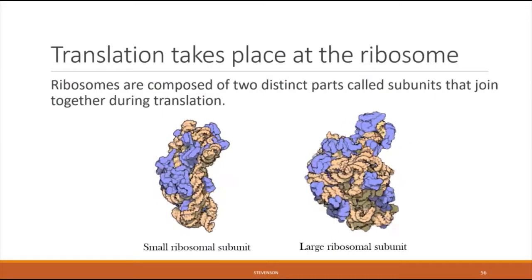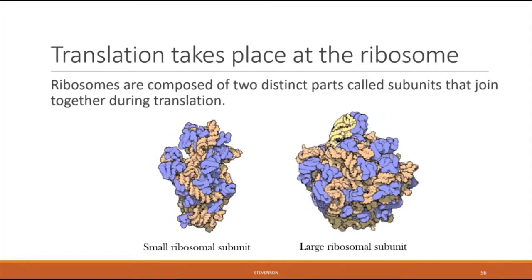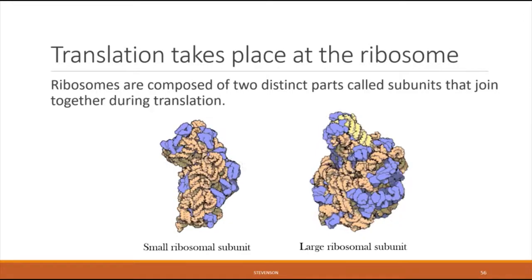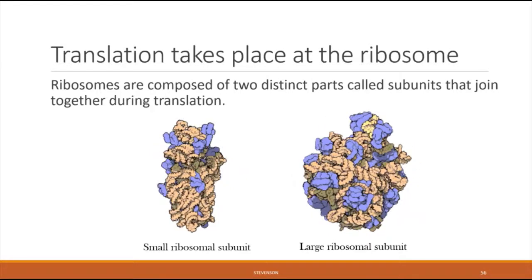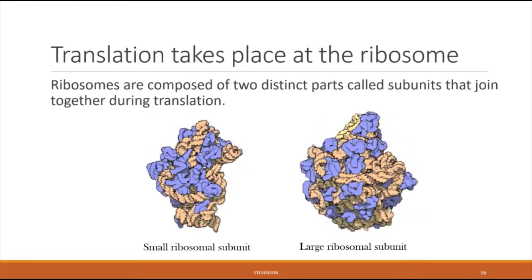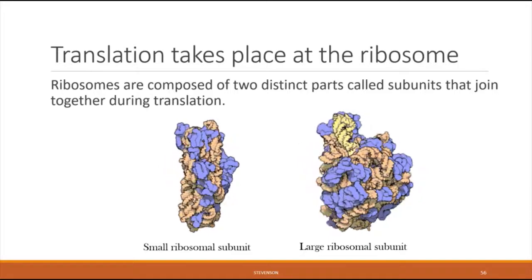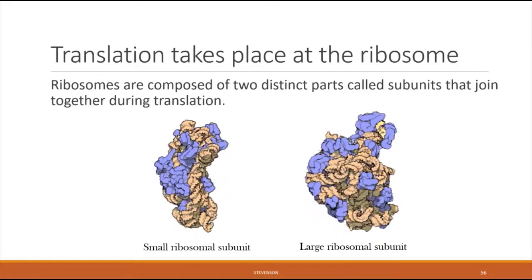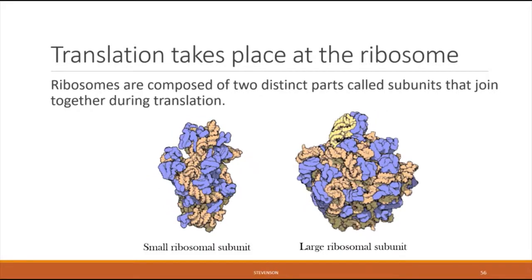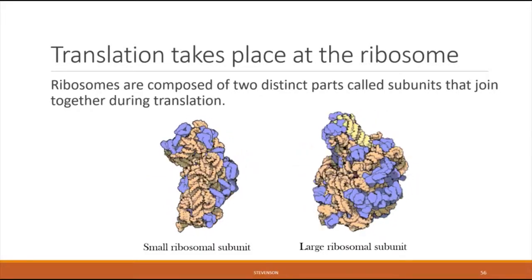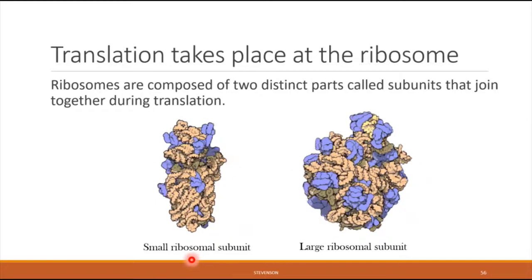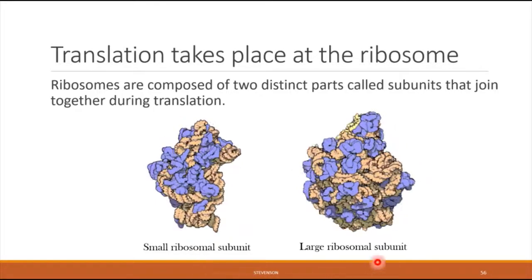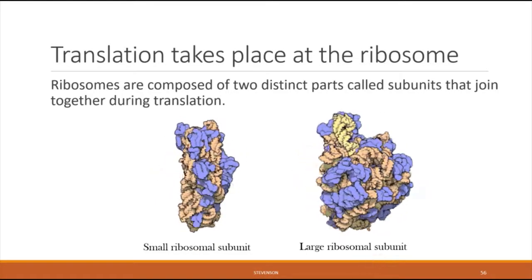So now we're going to take a look at how translation is actually accomplished by the ribosome. Ribosomes are made of two distinct pieces that are called subunits. Those two subunits come together and create a space that is the factory for the protein during translation. On the left, we have the small ribosomal subunit, and on the right, we have the large ribosomal subunit.